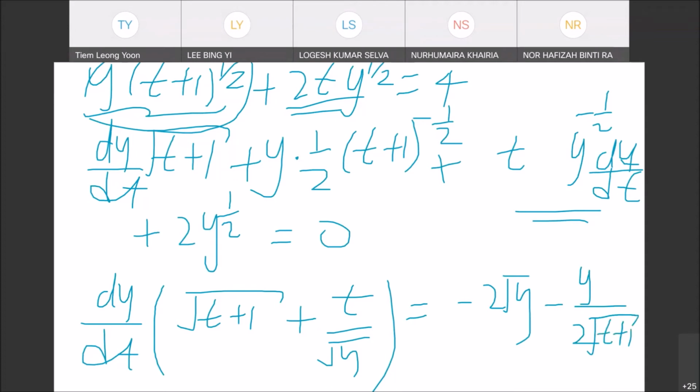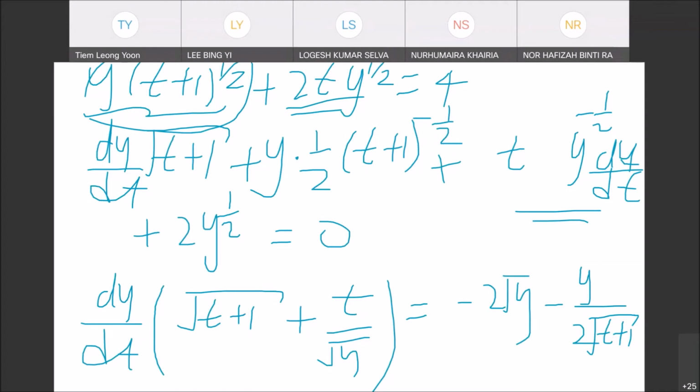Now let me know if I am wrong on that. So that seems to be kind of complicated, so let me copy it down. My dy/dt is equals to minus 2 square root of y minus y over 2 of square root of t plus 1 divided by t over square root of y. Wow, it's complicated. T plus 1.